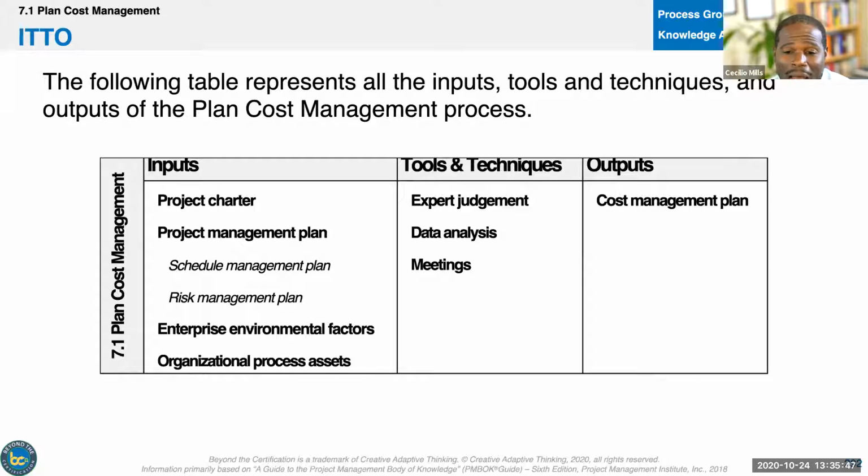We want to come up with our how. So we'll use our judgment, and it could be folks in different departments that might help us, but we'll use their judgment. We'll then go and analyze the information we have. We'll have meetings with a bunch of people to look over the charter, our plans, EFs, OPAs, and then come up with a management plan for cost.